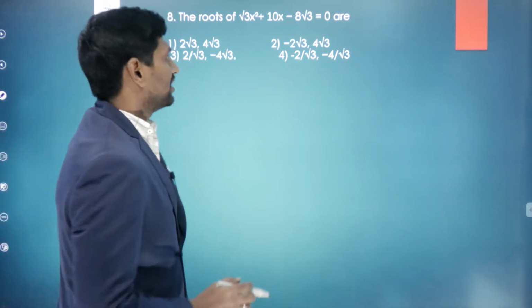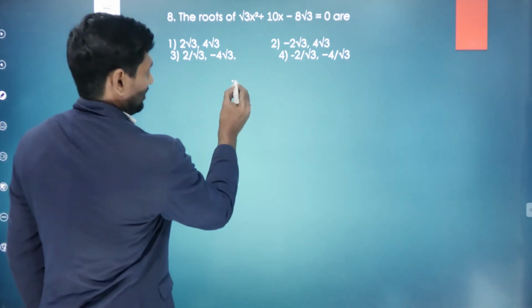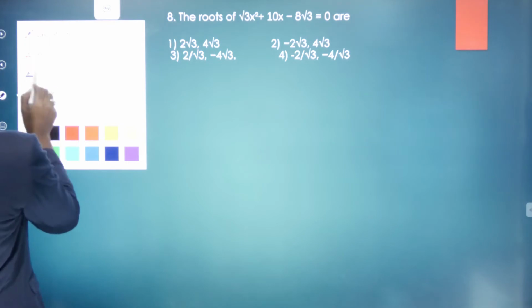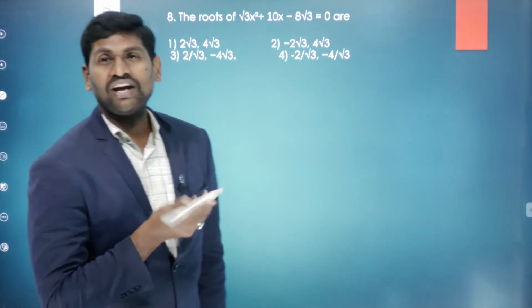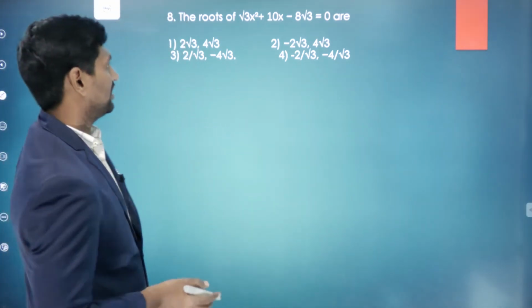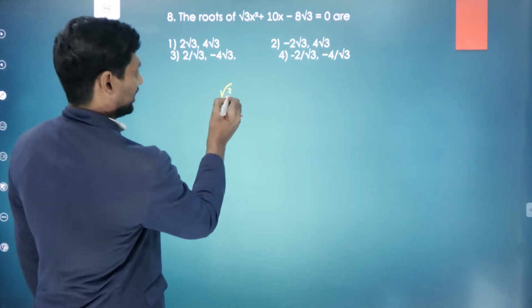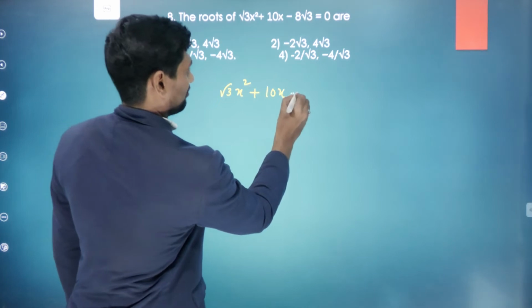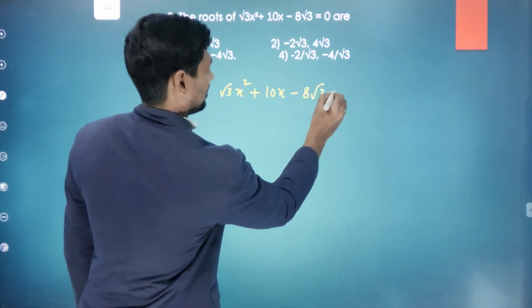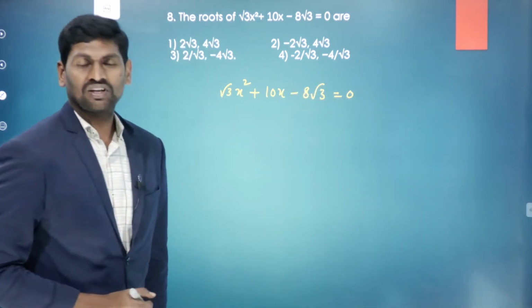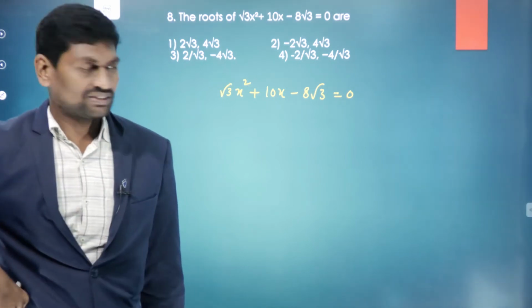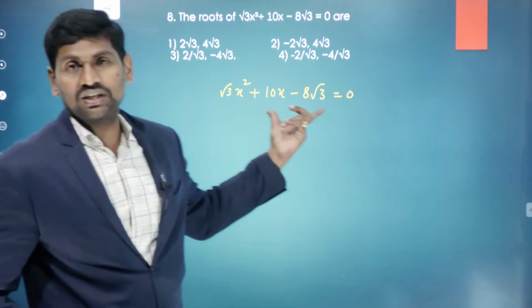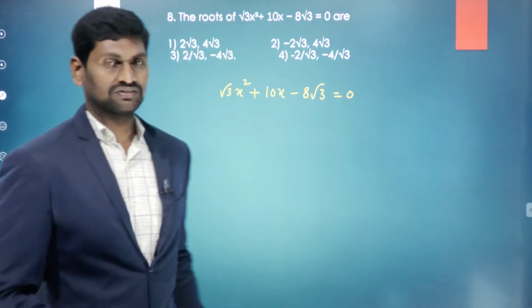Okay, whatever. So this equation can be solved by using the factorization method. Okay, now I am writing that root 3 x square plus 10x minus 8 root 3 equal to 0. How to find the roots by using the factorization method.